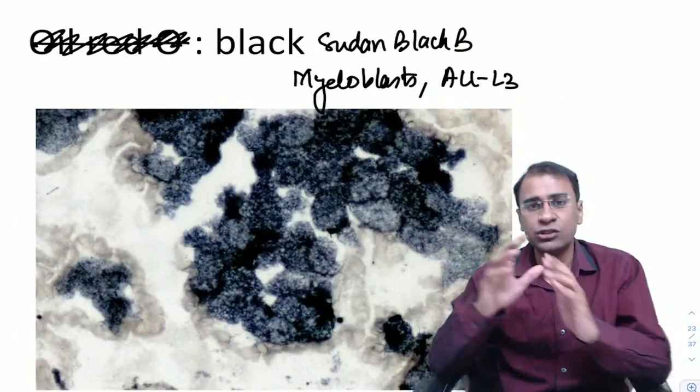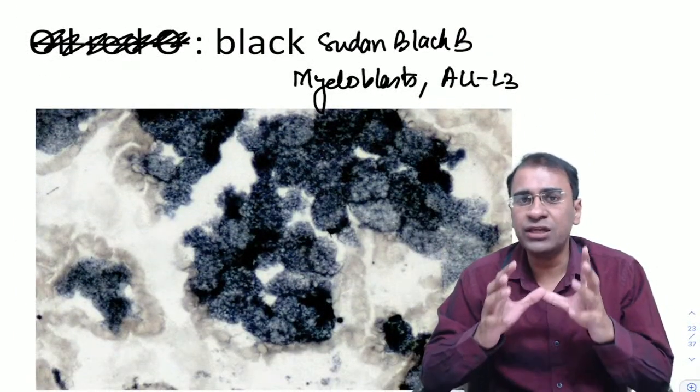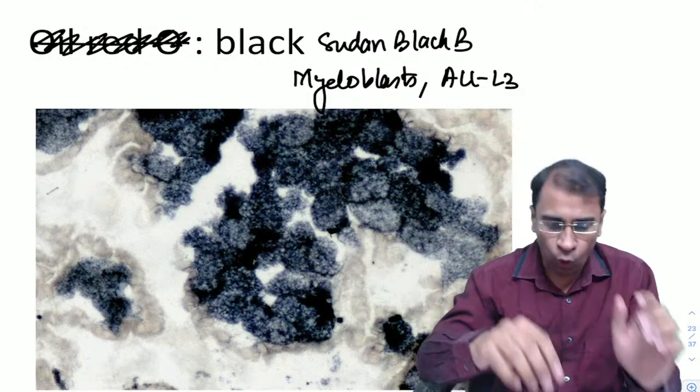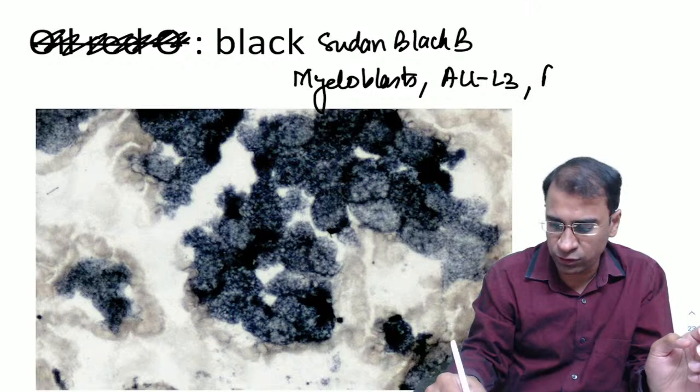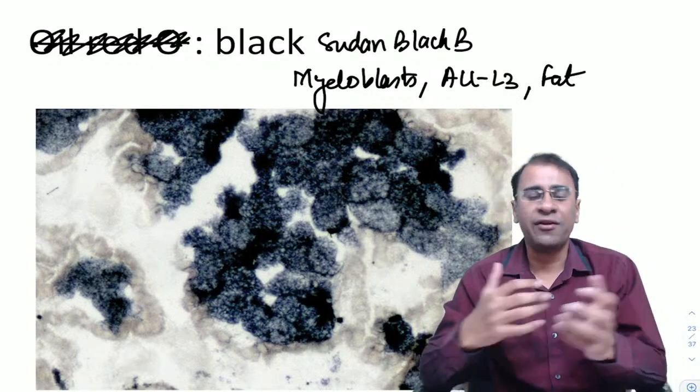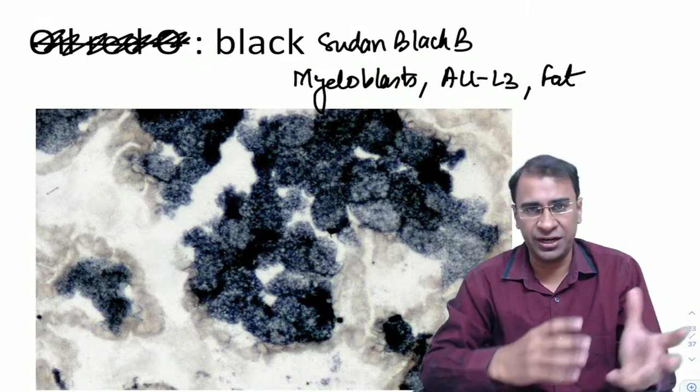Then is the Sudan black B. Sudan black B is often used for myeloblasts and ALL-L3. But remember, Sudan black B can also stain the fat. Don't forget the fat also. But for a fat, we often use what? Oil red O, especially the tissue is fresh in nature.